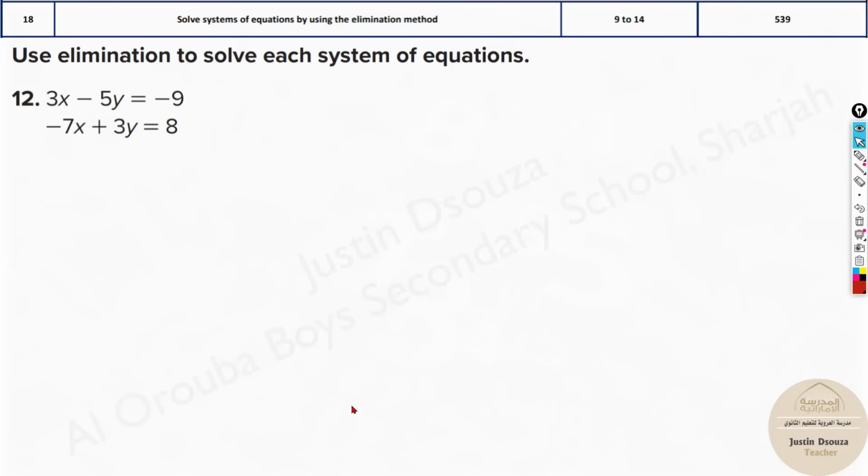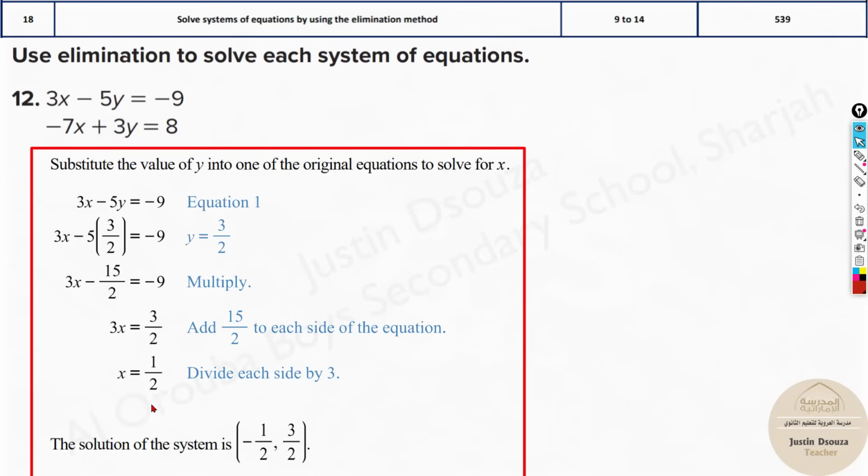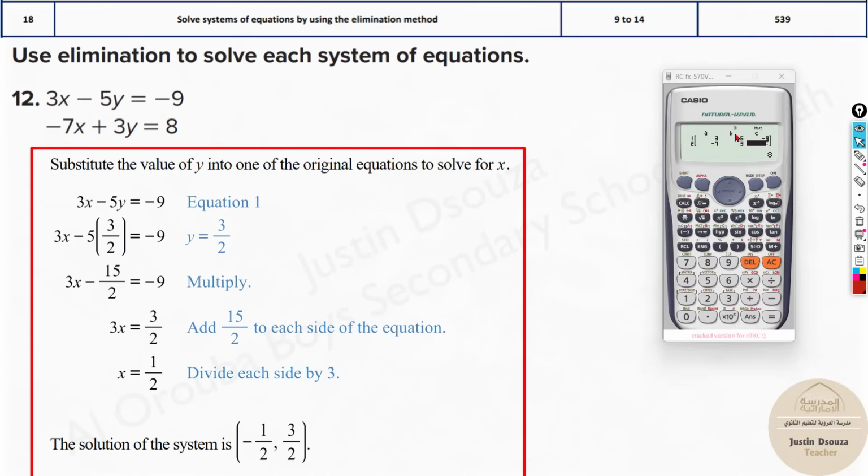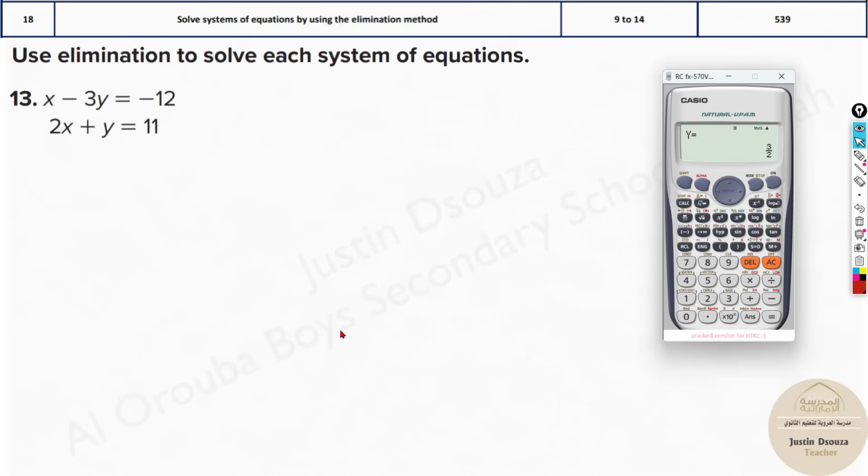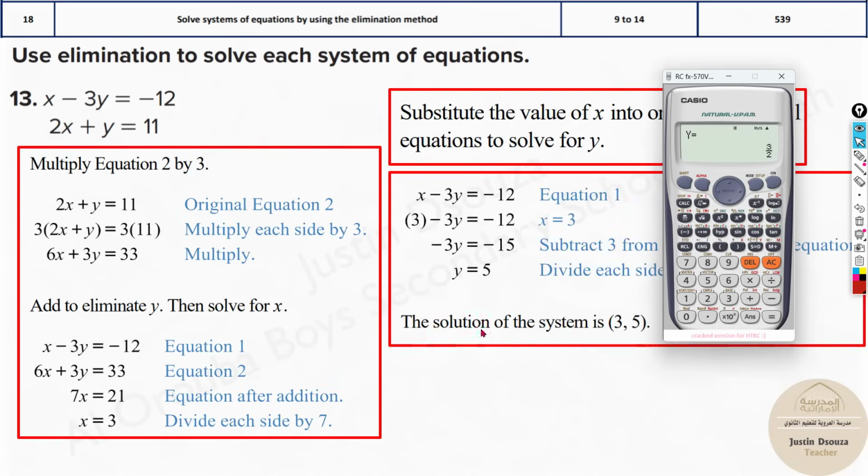So it's supposed to be over here, the answers are not matching. We can just check it in the calculator. I've typed in all the coefficients, and when I press equal to, it's negative half. This is correct. And then you have 3 by 2. So over here, just be careful. This was an error. And all the other problems, please do try to solve it by yourself.